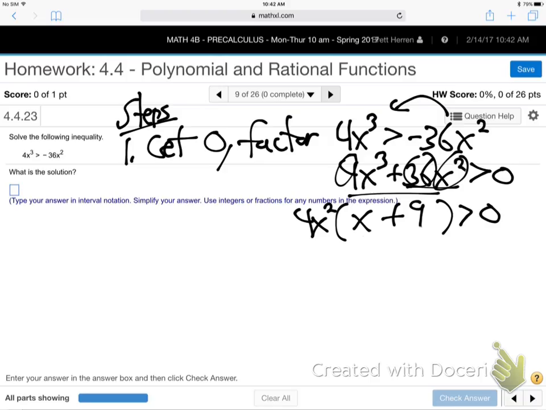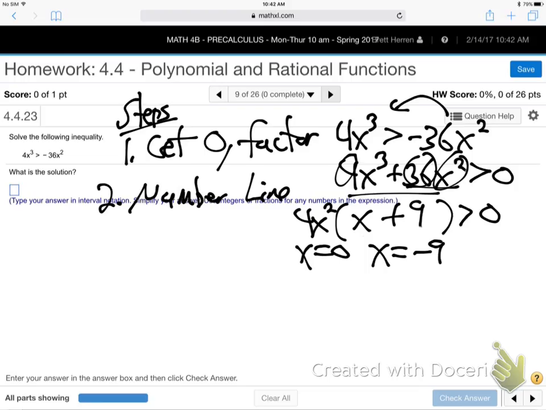We find out what makes it equal to 0. Even though we're really solving greater than 0, we'll get to that in the end. For now, we have to start by finding what makes it equal to 0. So what makes it equal to 0? X equals 0 and x equals -9. Exactly. Put those on your number line. So -9 and 0. And we have to somehow figure out the regions in between. The three regions, huh? Whether they're above or below.